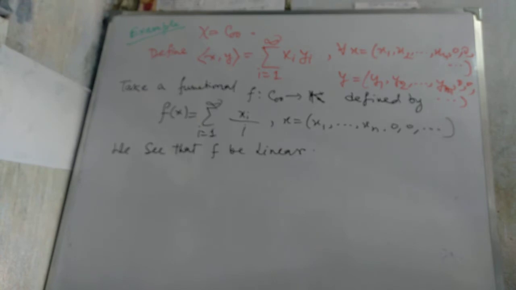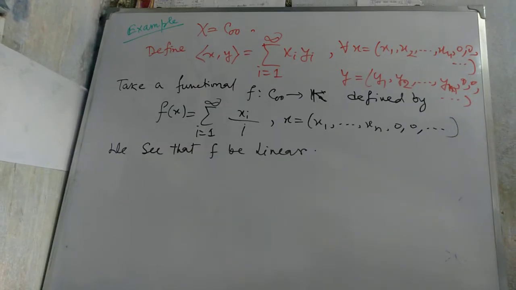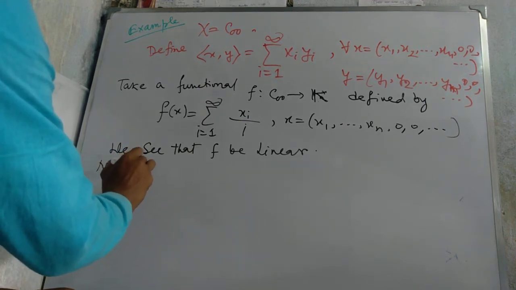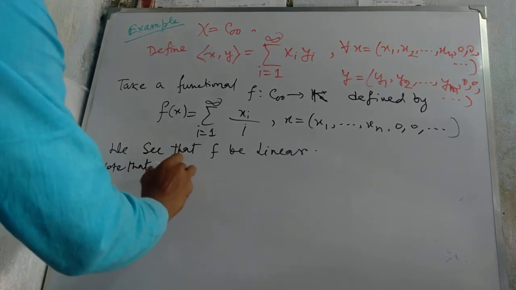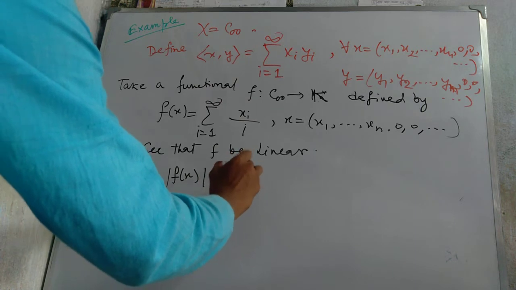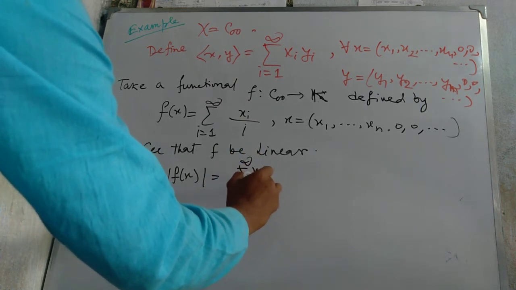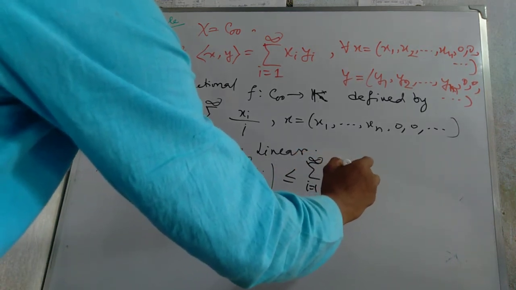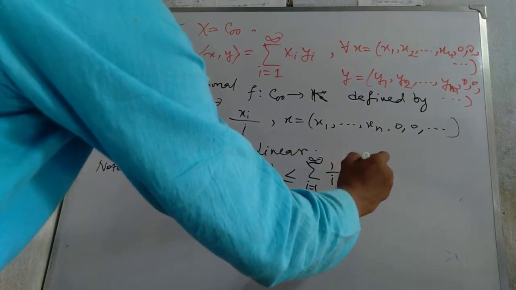If you are interested, you do it. Now we go on with further discussion. That means f is linear. Next we also see that f is bounded. How? Note that the norm of f(x) equals the sum from i equal to 1 to infinity of x_i by i, which is less than or equal to the sum from i equal to 1 to infinity of 1 by i times the mod of x_i.